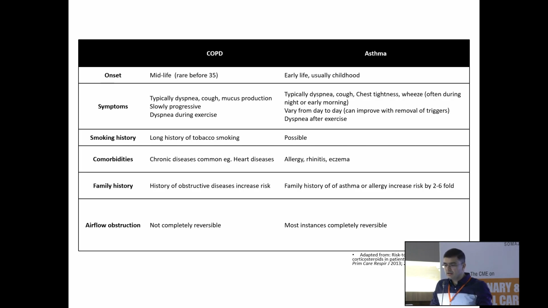Airflow obstruction: classically, when you talk about COPD, you talk about irreversible airflow obstruction, and when you talk about asthma, you talk about reversible airflow obstruction. However, this is not true for all patients. There would be patients with COPD who have a reversible airflow obstruction, and there would be patients with asthma who have an irreversible airflow obstruction.